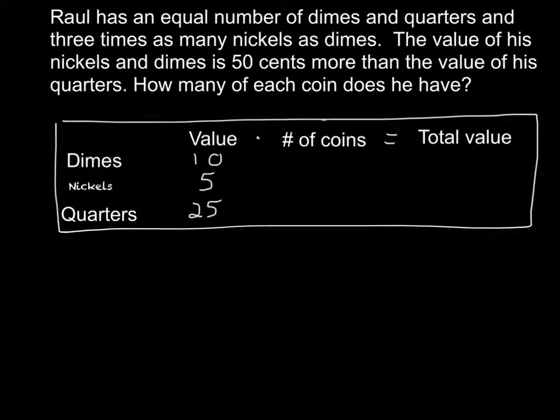Okay, let's look at one more problem. Here we go. Raul has an equal number of dimes and quarters and 3 times as many nickels as dimes. The value of his nickels and dimes is 50 cents more than the value of his quarters. How many of each coin does he have?